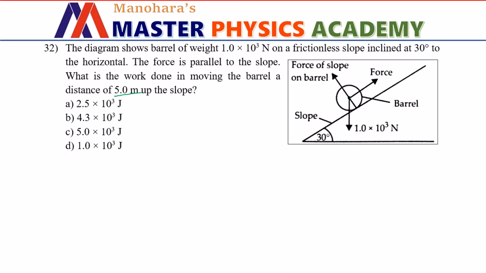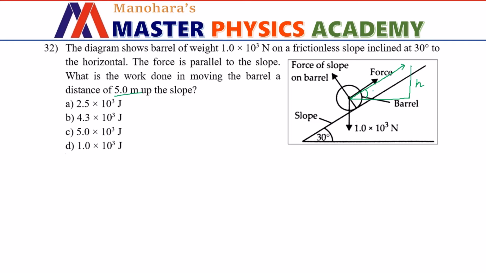Okay, so it's not a straight line. It has been moved a distance equal to 5 meters up the hill. So we need to check to what height it has been raised. For that reason we can use the trigonometry concept.